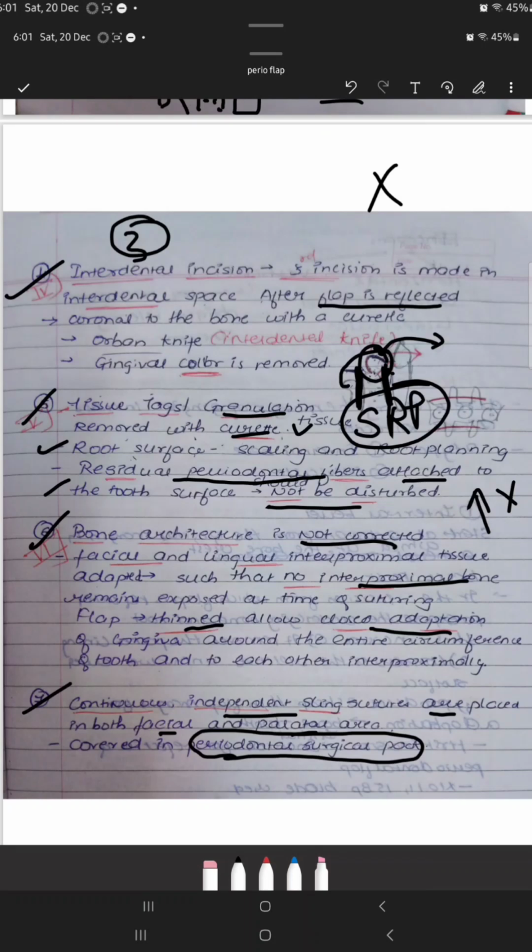So this is all about the periodontal flap. We will also learn about the different types of flaps that are used in perio surgery.